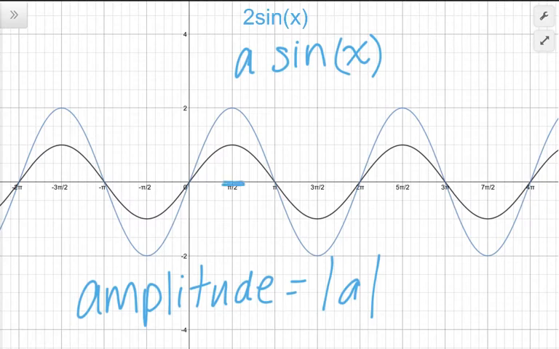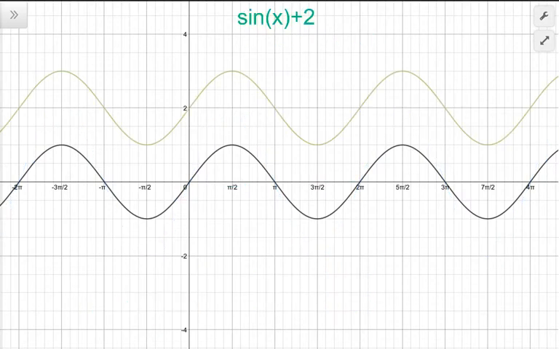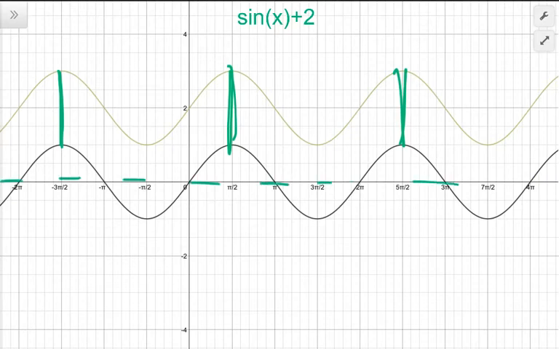Remember, it's the distance from the midline to the maximum, and it's also the distance from the midline to the minimum. But distance is always positive, regardless of whether we're above or below the midline. When we shift our graph up by 2, every single point has gone up by 2. So our midline kind of goes up with our graph. So our midline was here, and our new midline happens to be exactly 2 units higher.